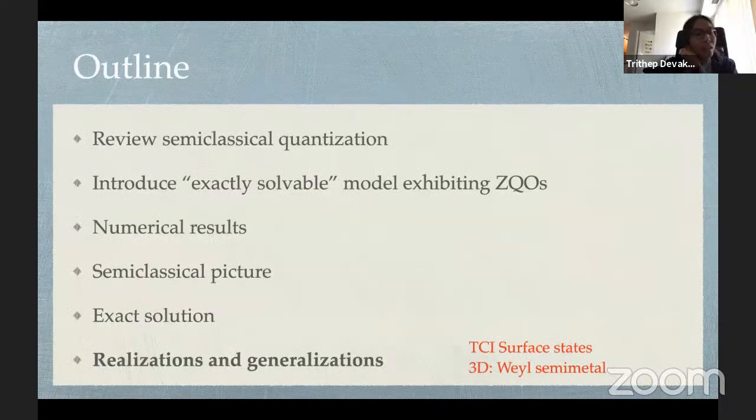Okay, good. So let me now talk about some realizations and some generalizations, and I'm going to focus on two main things. The first is the surface states of topological crystalline insulators. It turns out that these, at least along a particular surface, have the structure that we need for ZQO physics to occur. And I'm also going to generalize to 3D, and there I'm going to talk about some interesting physics regarding Weyl semimetals.